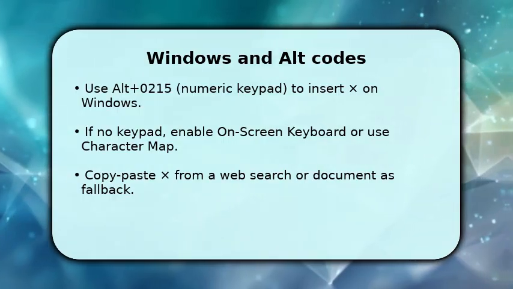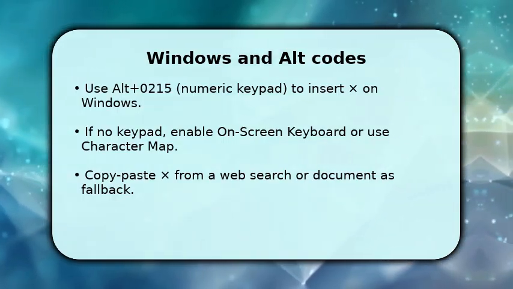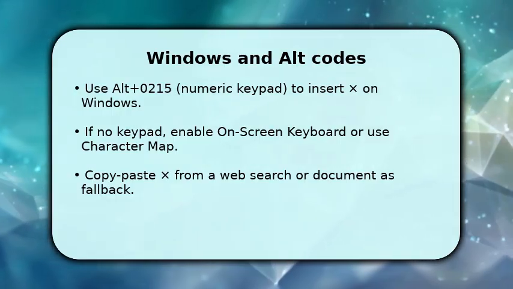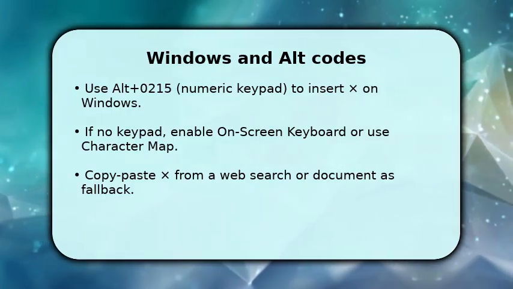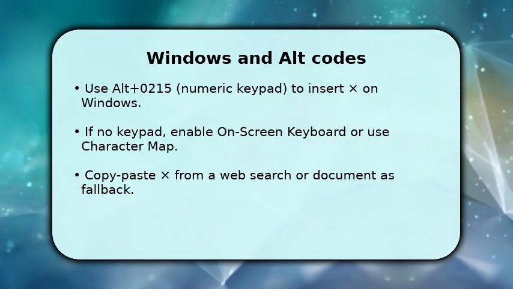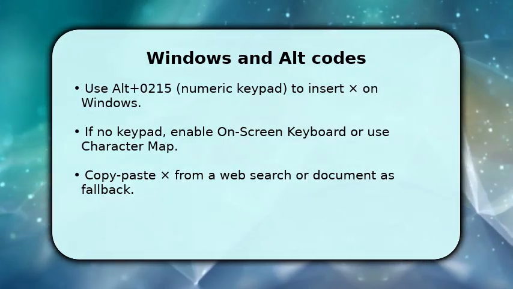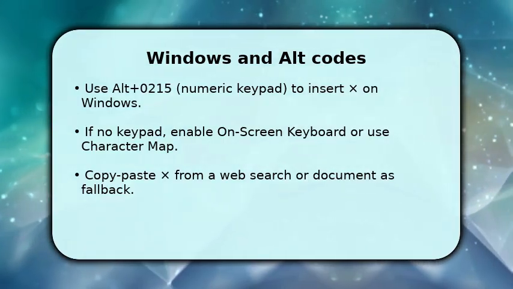If your laptop lacks a dedicated keypad, open the on-screen keyboard or the Character Map app, find times, and click Select, then Copy. Once copied, paste it where needed. Make sure to test in your target app because some programs intercept Alt.